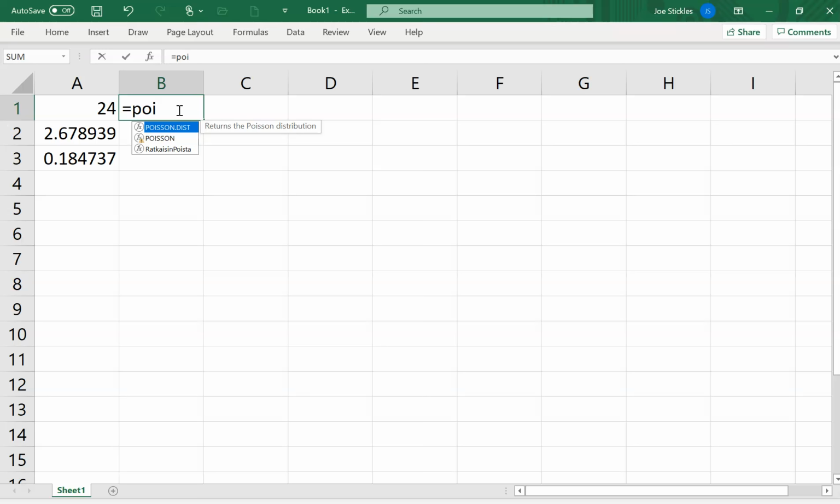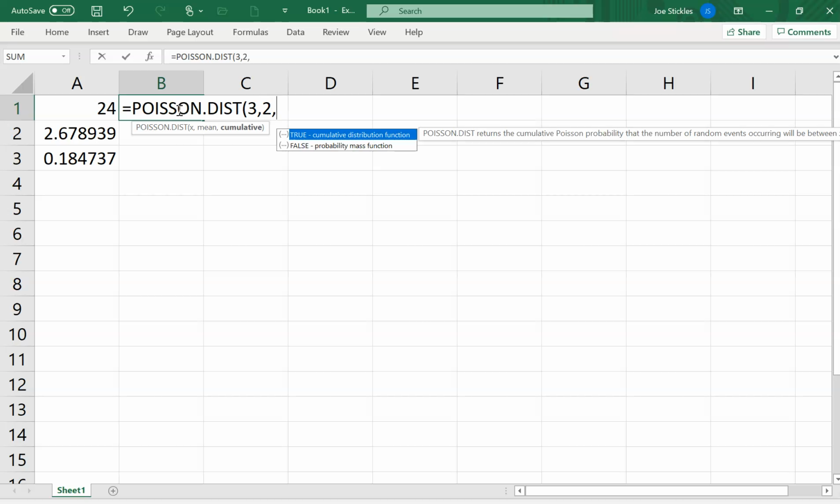Notice that the Poisson distribution is also built into Excel. All right, so what's the x value you think we want to plug in this case? 3. What was the mean of the distribution that we're worried about? 2. And do we want it cumulative or not cumulative in this case? Cumulative, because we're going up through 2, 3, right? So I want the true again.